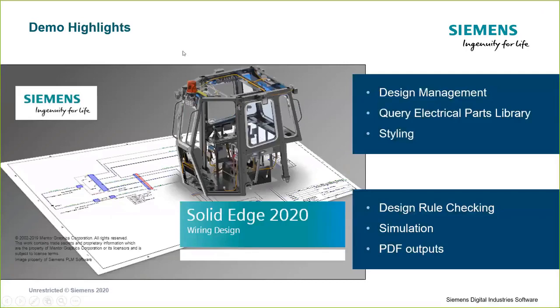So, some demo highlights. I wanted to show you how we could use the tool for design management, to keep track of your design content and all the output formats that you get from that. What's really important in there is the electrical parts library that we can query. Look for the symbols, look for the parts. You can search the parts based on parameters that are in the library, narrow down that search, and put that on your schematic.